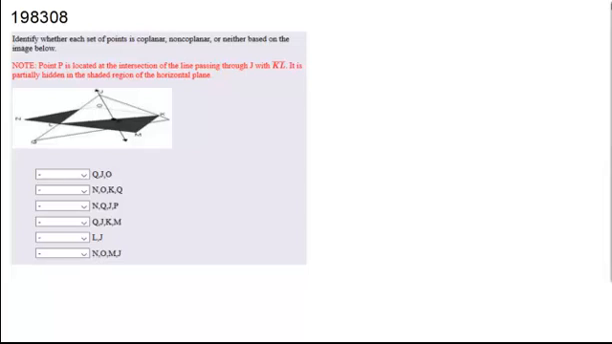So this one now is asking you to identify whether a set of points is coplanar or non-coplanar. Okay? So it is going to be one or the other. Right? So this should never be an answer, so don't even worry about that. So when you look at this, we're looking at coplanar versus non-coplanar.